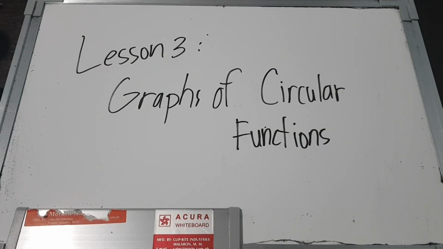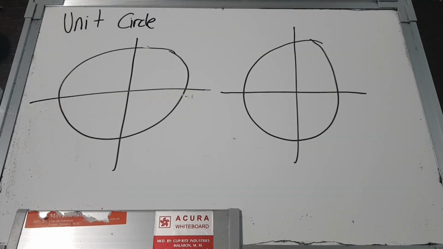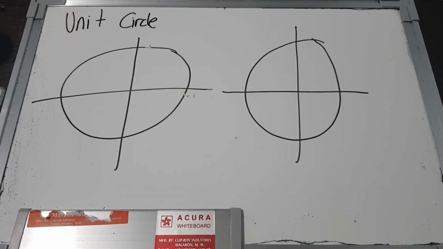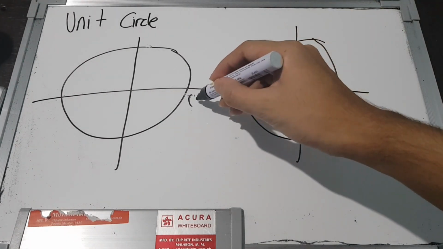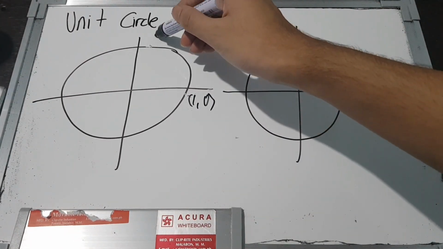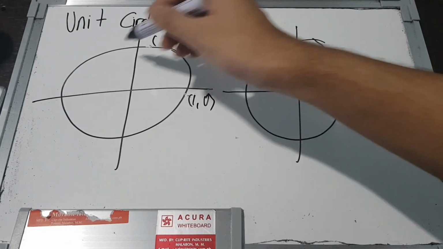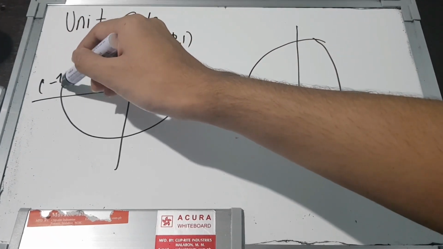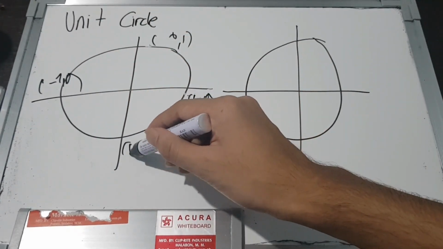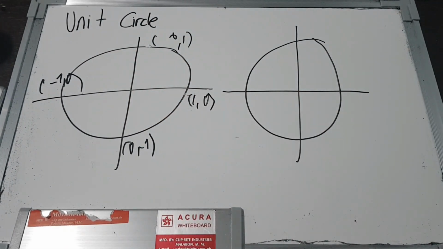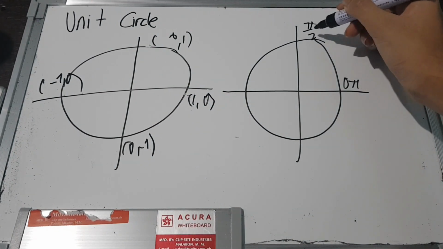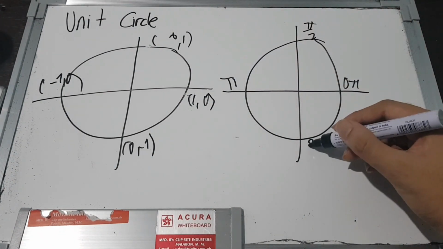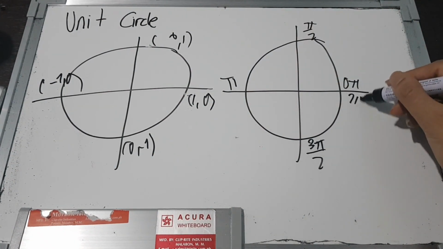Lesson 3, graphs of circular functions. It is stated that the unit circle is a circle whose radius is 1. This means that the x and y coordinates of its x and y axis are 1, 0, 0, 1, negative 1, 0, and 0, negative 1. In radians, it is 0 pi, pi over 2, pi, 3 pi over 2, and 2 pi.